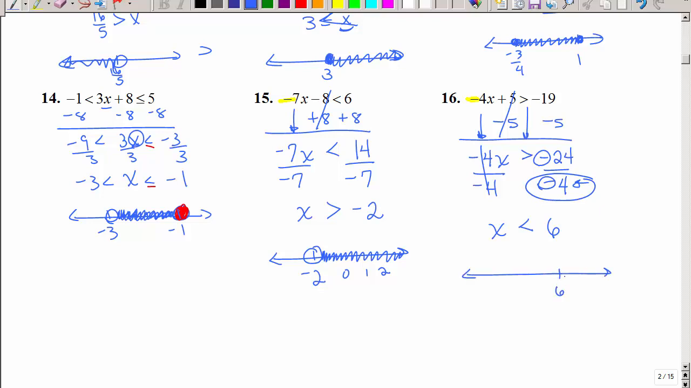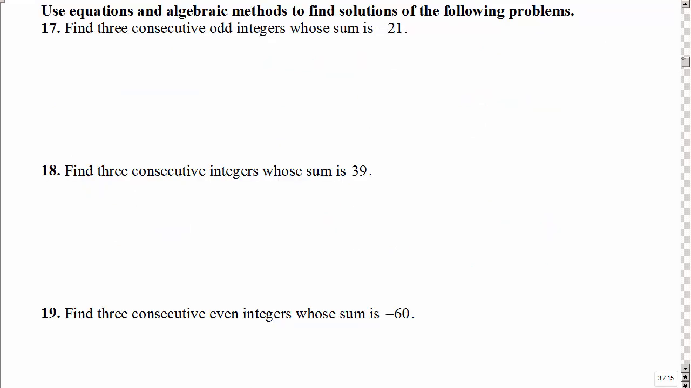So now I have x is less than 6. So again, an open circle for just less than, and less is to the left. Next part would be setting up word problems.